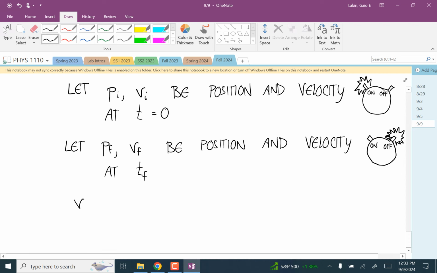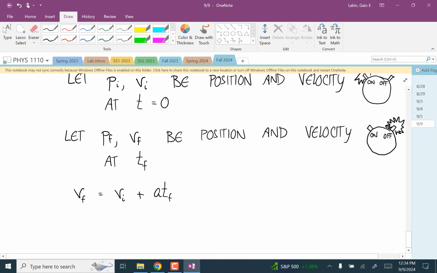The first one says V final is equal to V initial plus A times T final. Notice that A doesn't have initial and final, and that's because A is constant, so it stays the same over the whole calculation. There's no difference between what the acceleration is when you turn the stopwatch on and off.